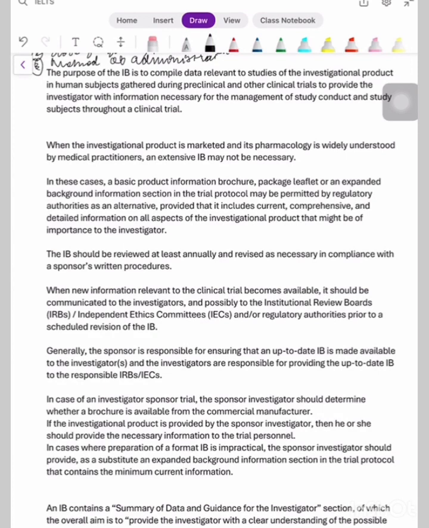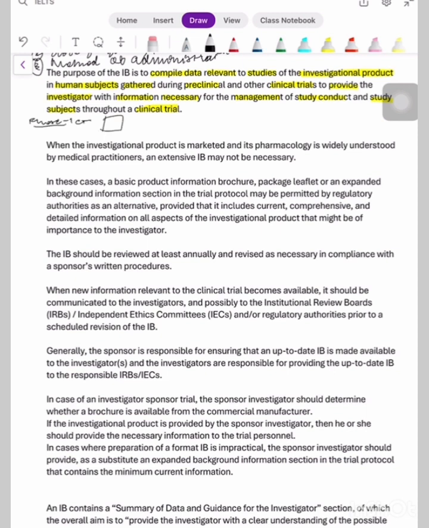The purpose of the IB is to compile data relevant to the studies. Okay, we are compiling data, collecting and putting together data that is relevant to the studies of the investigational product, that is, my drug under investigation in human subjects. Obviously, the patients and all those human subjects participating in a clinical trial, gathered during preclinical and other clinical trials, to provide the investigator with the information necessary for the management of the study conduct and study subjects through a clinical trial. So the example that I was giving earlier: suppose you are the investigator of a phase 1 clinical trial that is just about to begin.